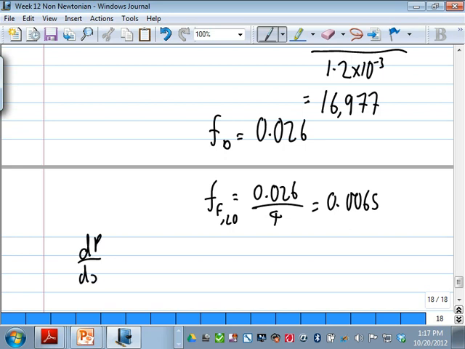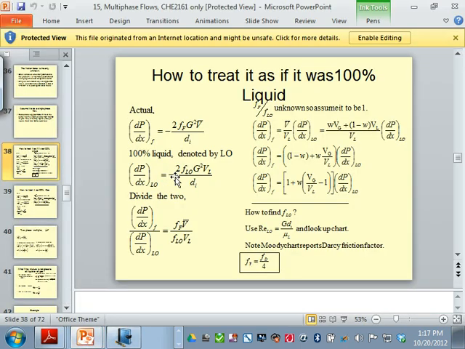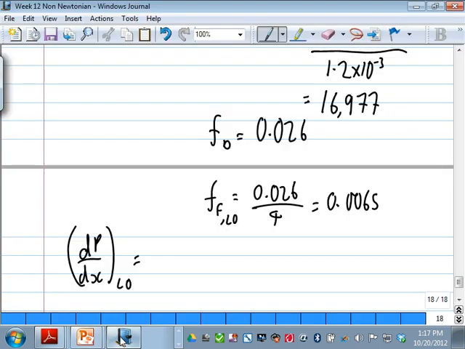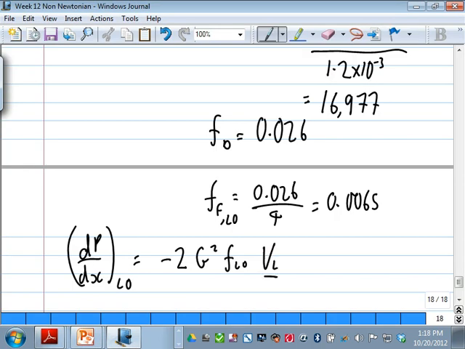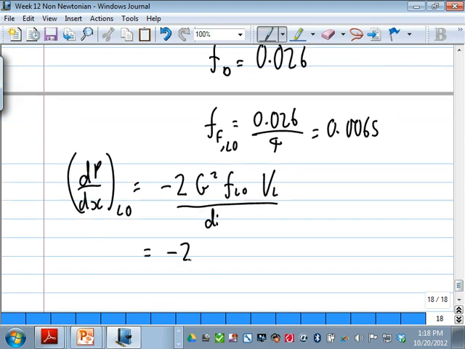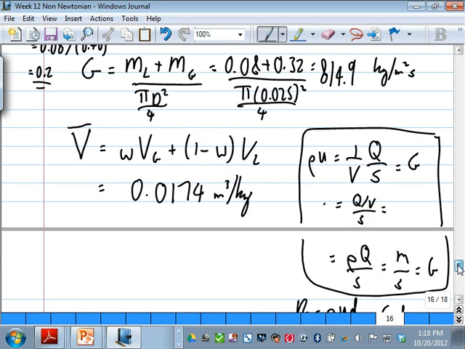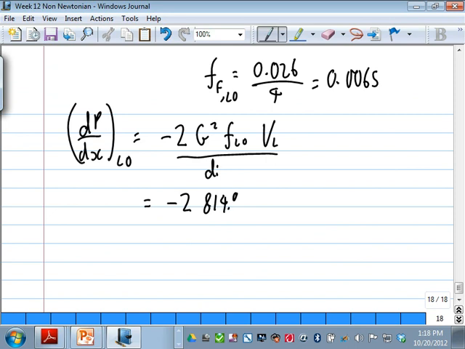dP on dx, liquid only, is equal to minus 2 F liquid only G squared VL over DI. Forgot, VL over DI. So equals to minus 2 times G squared, 814.9 squared.